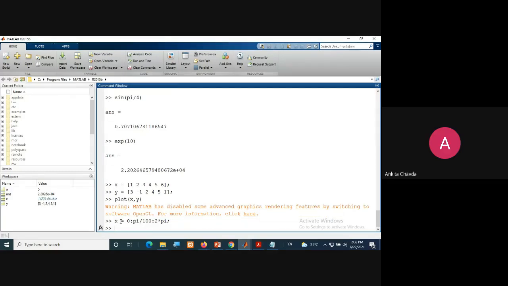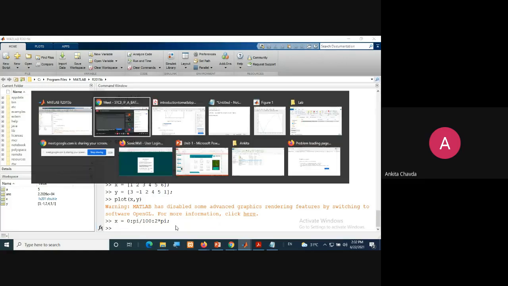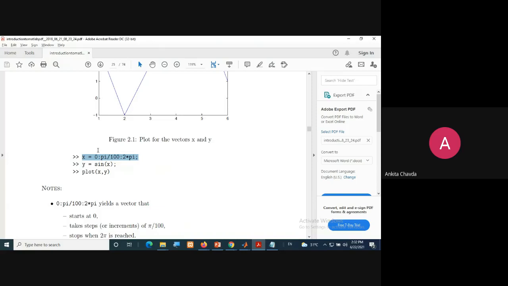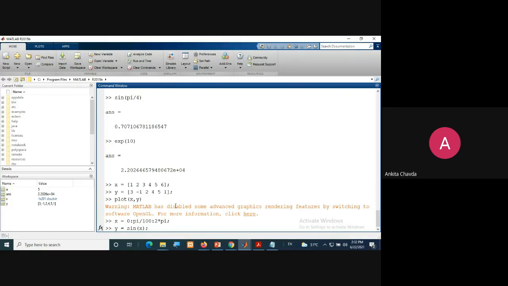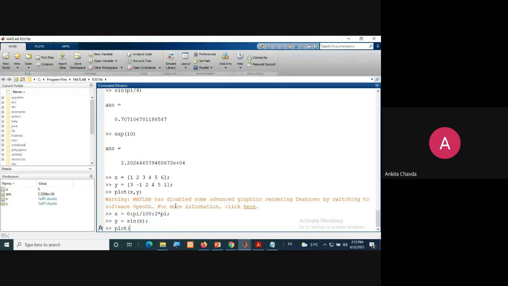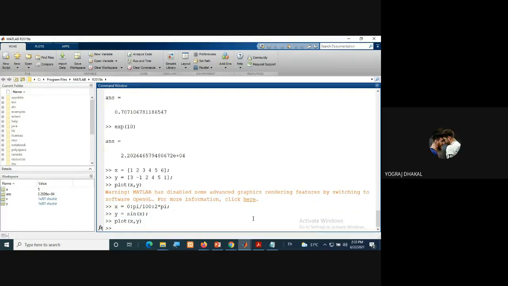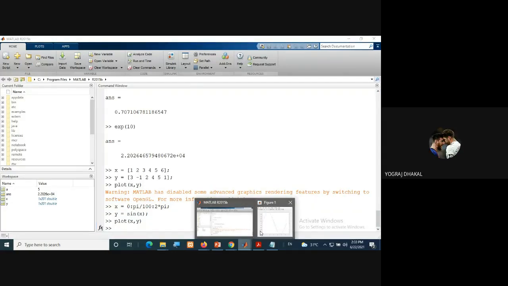So first we have given the value of x. Next I'm giving y, because y is what? Sine of the x value, right? That is the y, and then I'll plot the values. I'll write plot x comma y. Done?